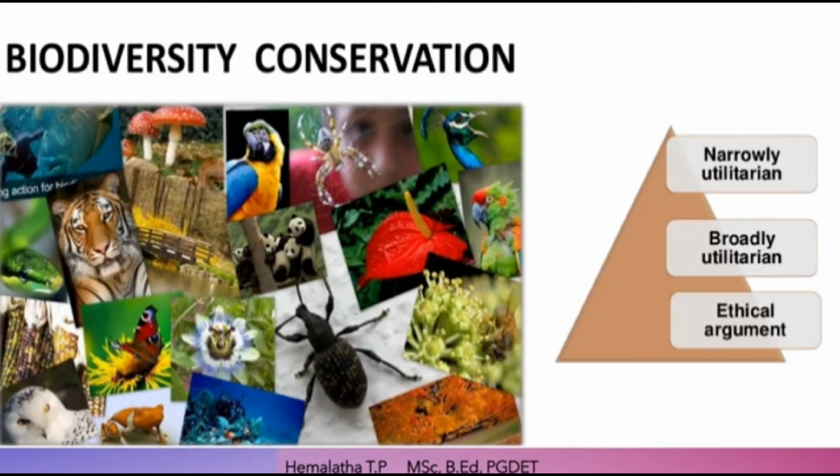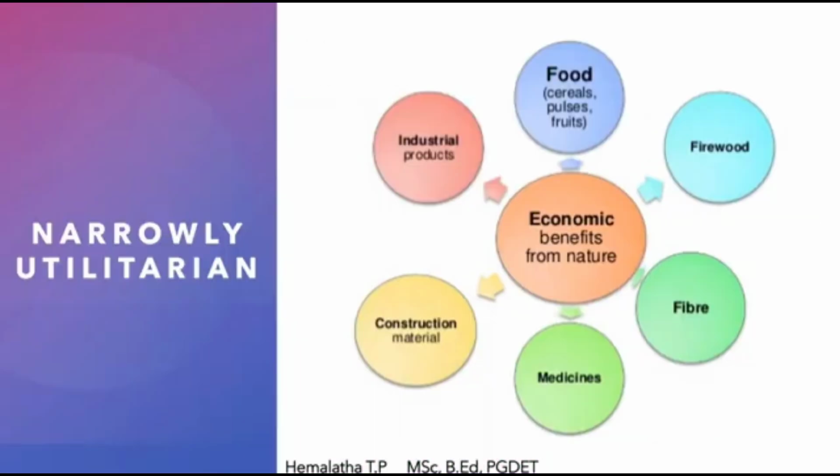After knowing the importance of biodiversity and the causes of biodiversity loss, it's now time to understand how to conserve this biodiversity. We can classify the reasons for biodiversity conservation into three categories: narrowly utilitarian, broadly utilitarian, and ethical argument. So let's see what these are.